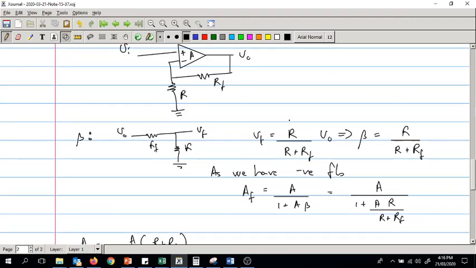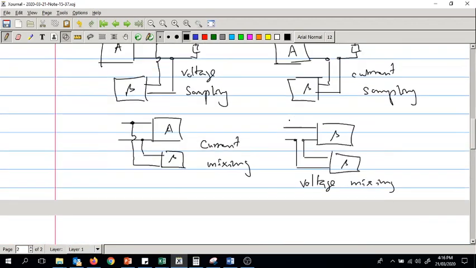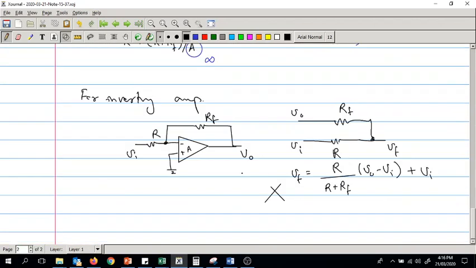So you can use feedback theory in future if you want to work with op-amp circuits basically. What you need to find out is what is A and what is beta, and whether you are using negative feedback or positive feedback. If it is positive feedback, it will be AF equal to A over 1 minus A beta, and if it is negative feedback, it is AF equal to A over 1 plus A beta. So I'll work out this one and upload an update later on.